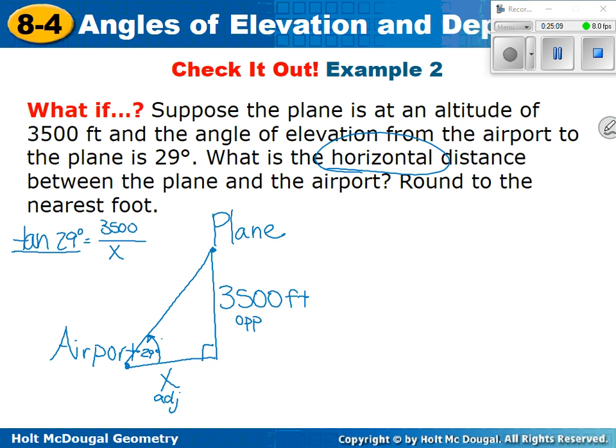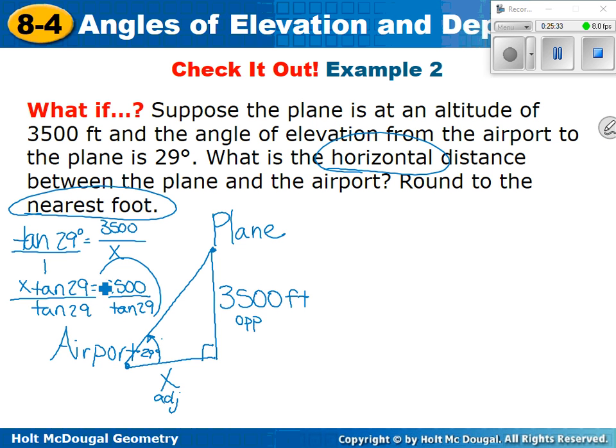Put your tangent of 29 over 1 and cross multiply, so that you have x times the tangent of 29 equals 3,500. And then divide by the tangent of 29. Be careful that you are rounding appropriately to the directions. It says round to the nearest foot, which means the nearest whole number. So what is this to the nearest whole number? 6,314, and what are your units? Feet. Questions?